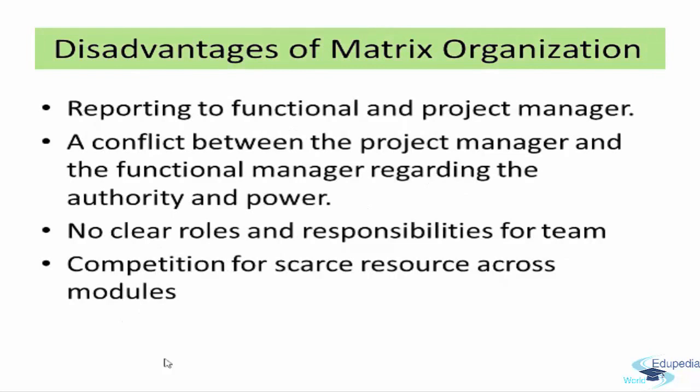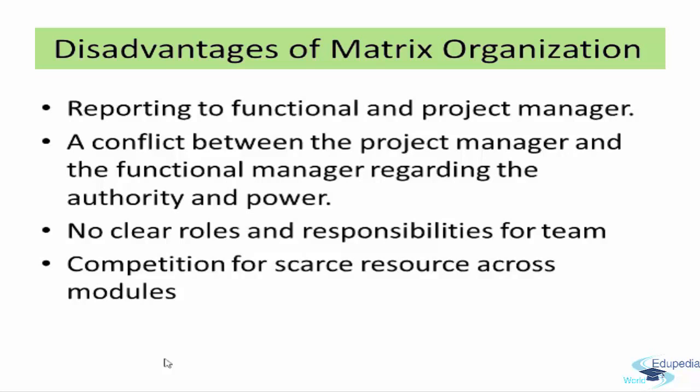What are the disadvantages of matrix organization? So you have the reporting structure where the staff reports to both the functional and project manager. So you may have two performance appraisals. The project manager will do some appraisal, and the functional manager also does an appraisal. And there is sometimes a conflict between project manager and functional manager regarding authority and power. Even in IT projects, it happens when you have the project manager and you have the horizontal project managers, probably like a functional project manager. For example, in testing, they may have a test project manager who in turn reports to the overall project manager.